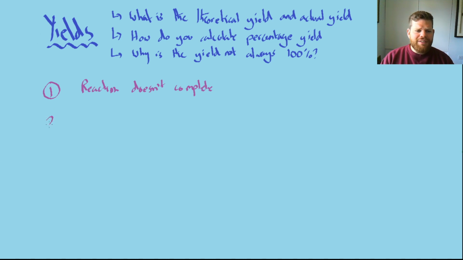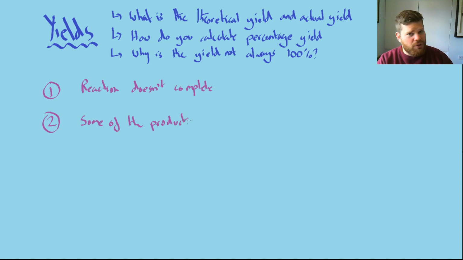The second is that for whatever reason, some of the product is lost. So what this could mean is, let's say, for example, we're hydrolyzing water. You would do this experiment in a closed system, but actually there's some issue with the equipment, which means that some of the gas being produced escapes. So some of the product is just getting lost. Now, if you're losing some of that product, then you're not going to be able to actually obtain it.